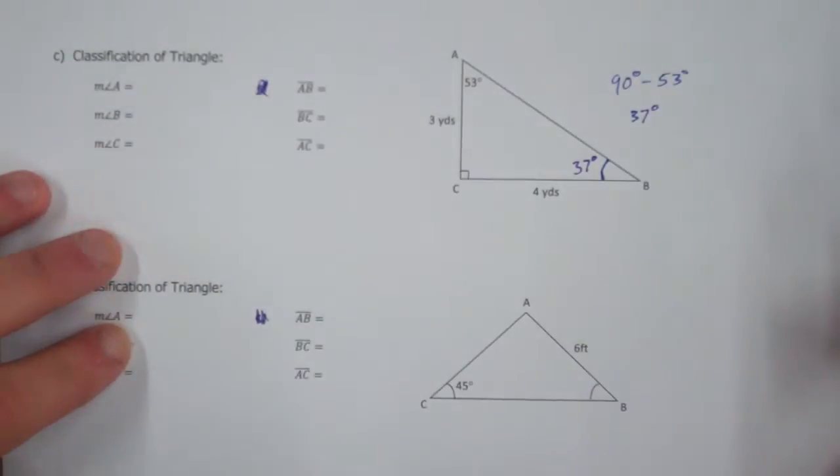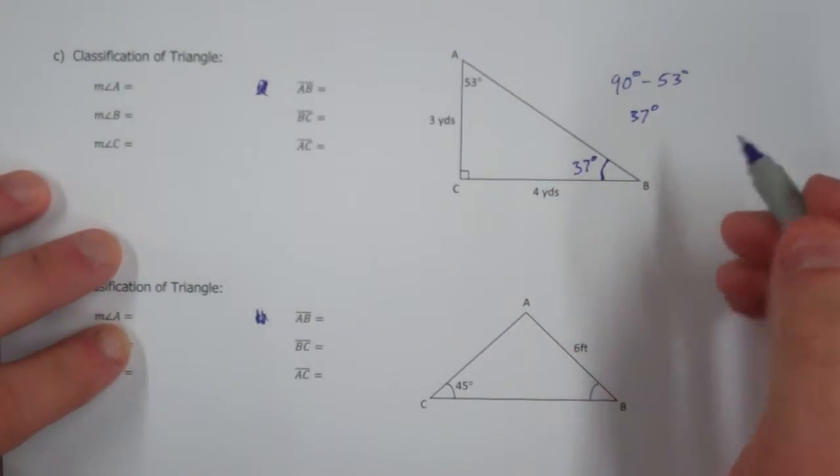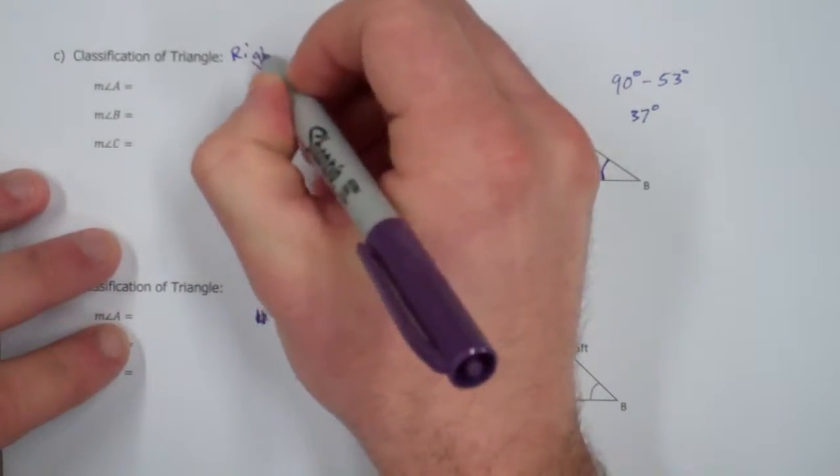Now, we can list those right now. We should probably do the classification of the triangle. So all three angles are different, meaning all three of the sides must be different. So this one's going to be a right scalene.